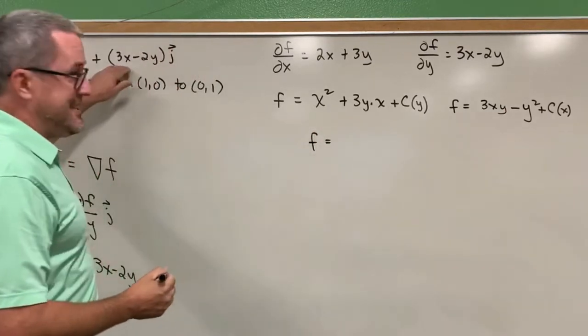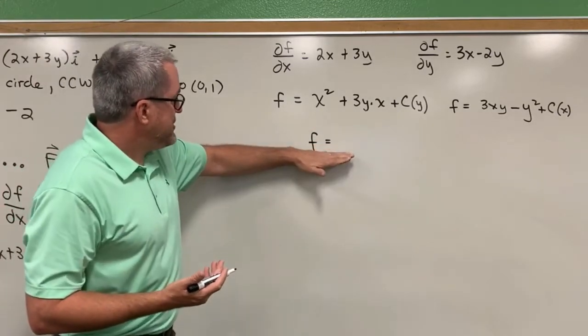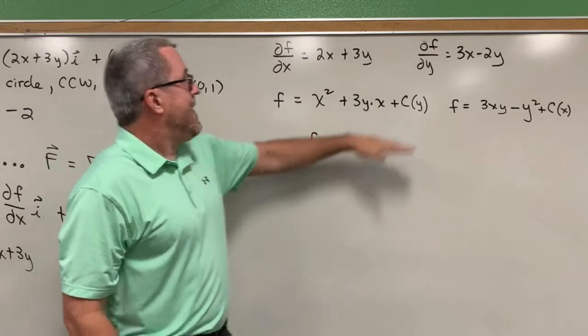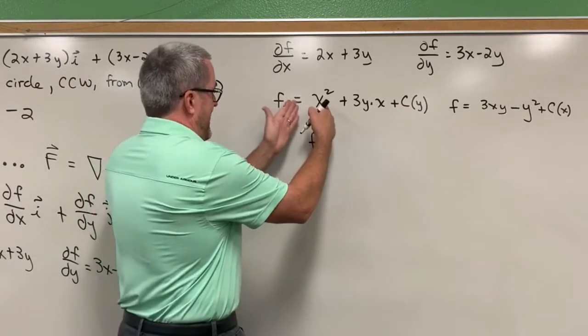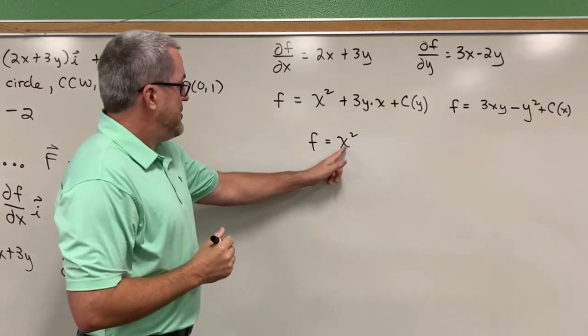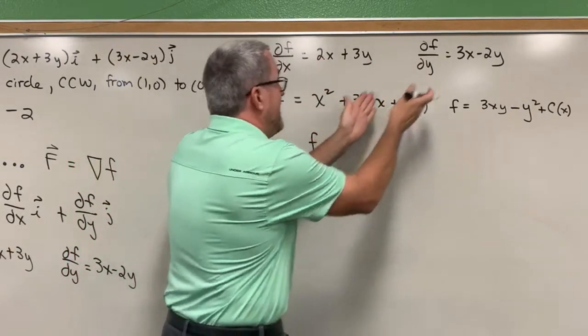If this was indeed a gradient vector field, then there would be a function f such that df/dx is 2x plus 3y, and df/dy is 3x minus 2y. So far, here's what we've got. That function f has to include x squared, because the derivative with respect to x is 2x. The derivative with respect to y would have been 0.